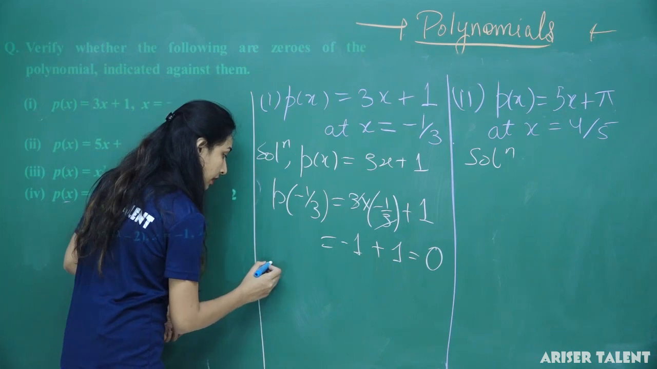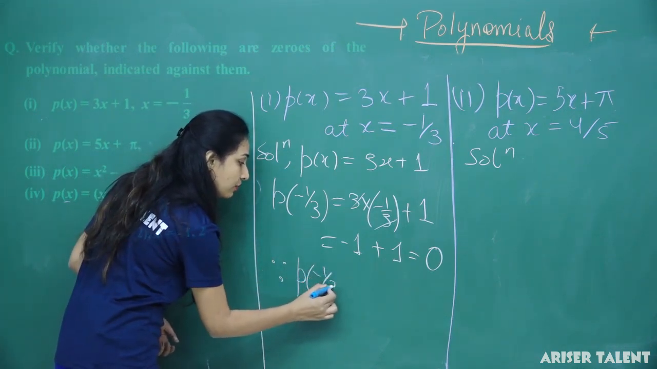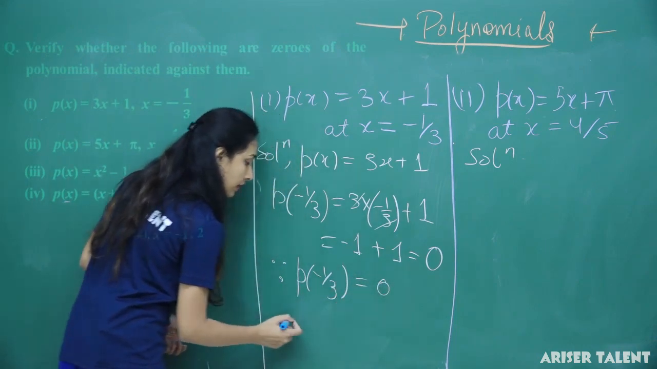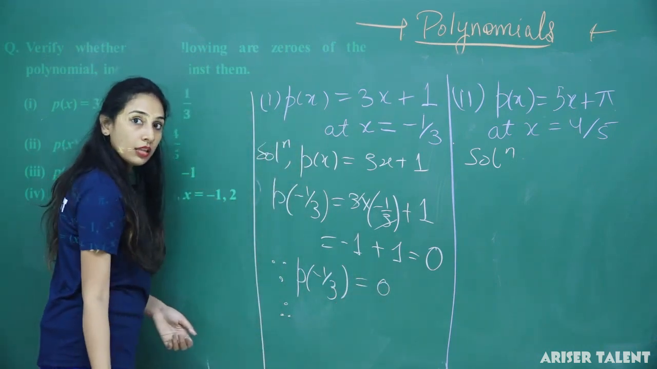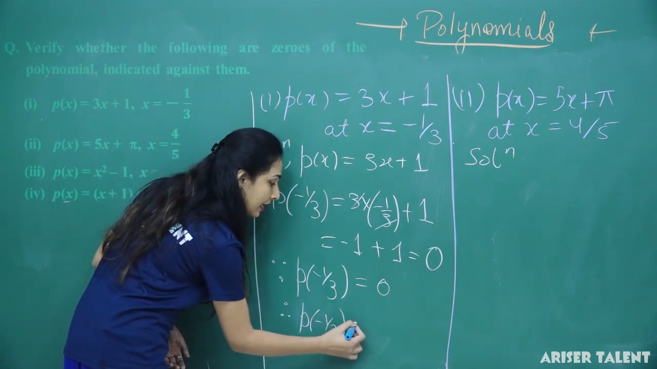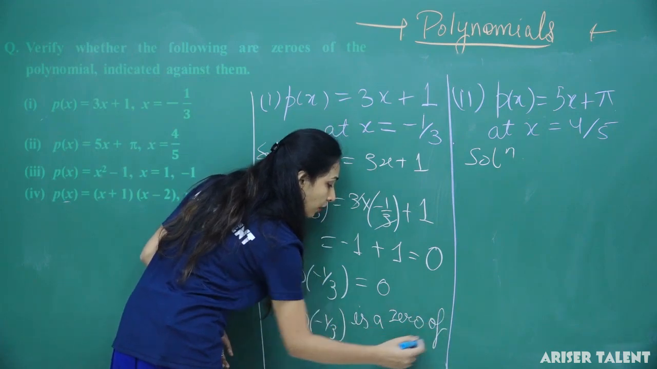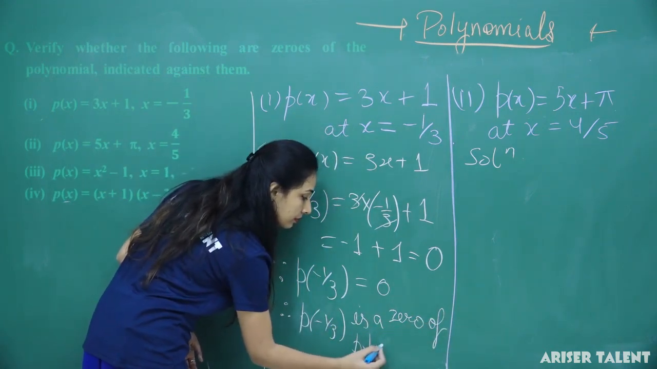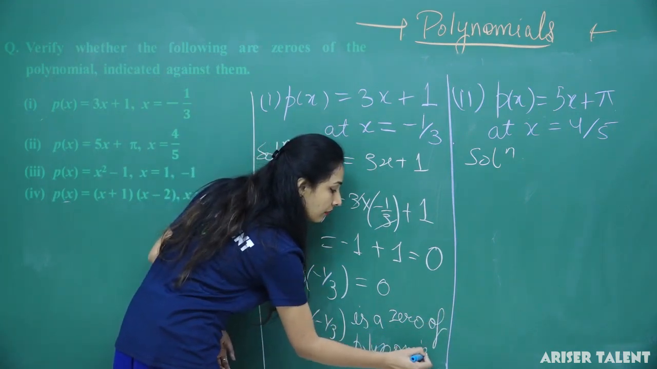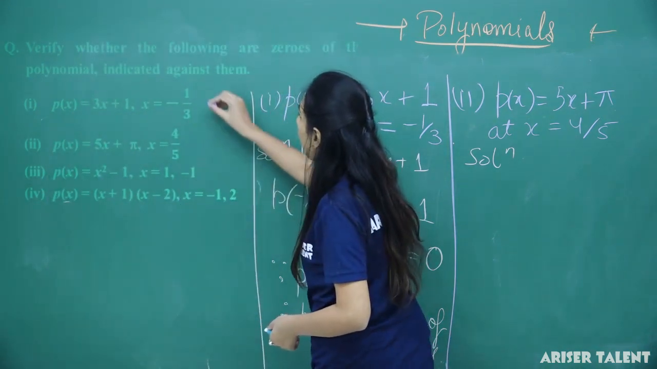So now we know that p(-1/3) equals 0. Now, p(-1/3) is a zero of the polynomial. Simple. So this is for sure, yes, a zero of the polynomial, right?